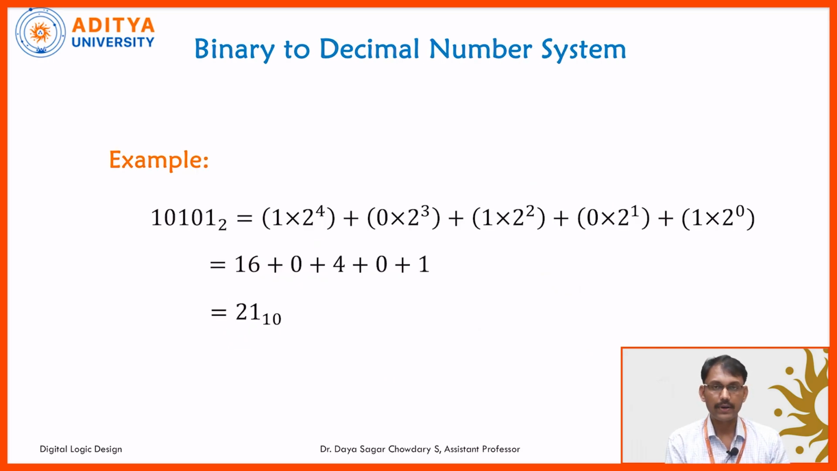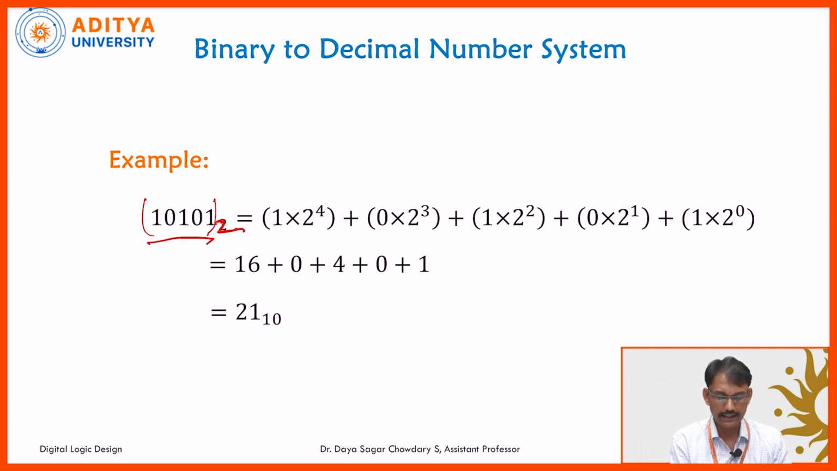Now, binary to decimal. Previously, for decimal to binary, we calculated by dividing with the help of 2. Now, binary to decimal number system, how we calculate, let us see. I have taken one example, 10101, in the binary number system. It is represented with 2 as the radix.